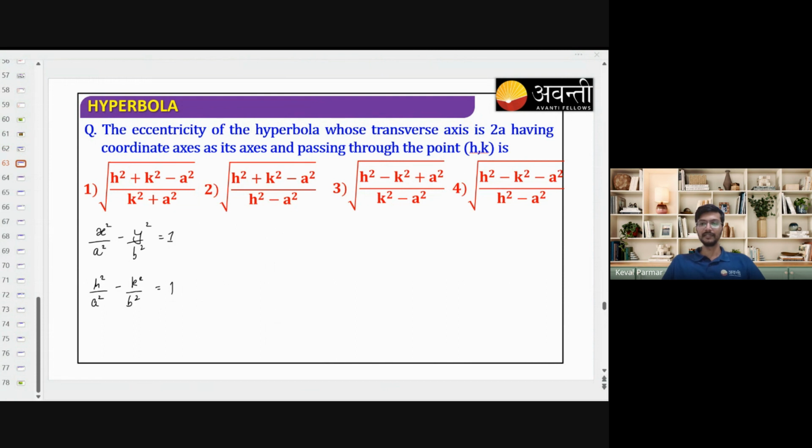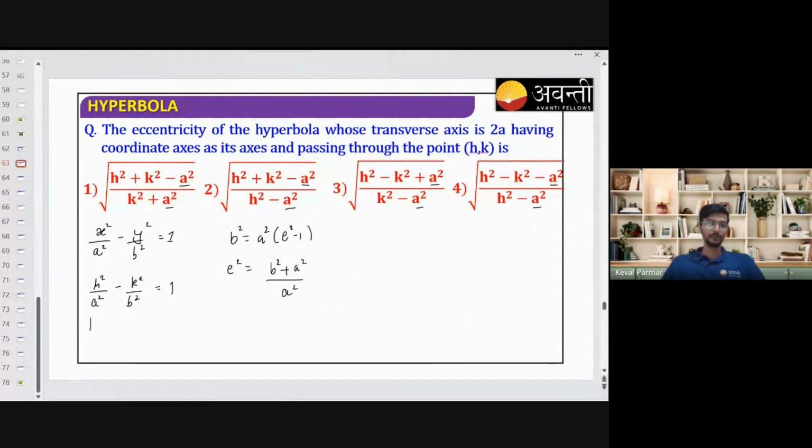All right. We want to find eccentricity, right? So how to find eccentricity, guys? You know the formula? b square equals a square into e square minus 1. So we get e square is equal to b square plus a square upon a square. So we can get b square from here. As you can see in the options, there are only a, h, and k.